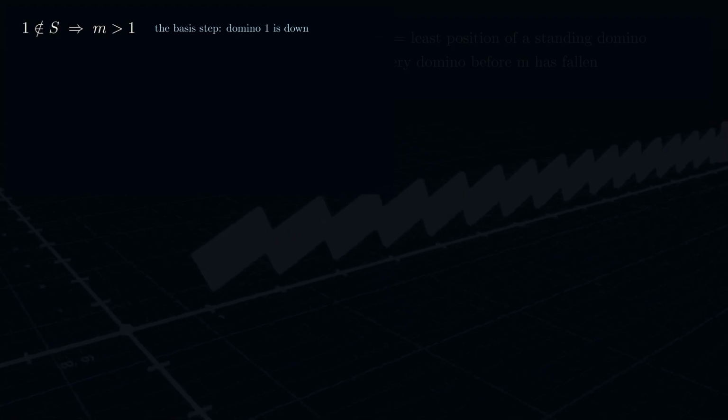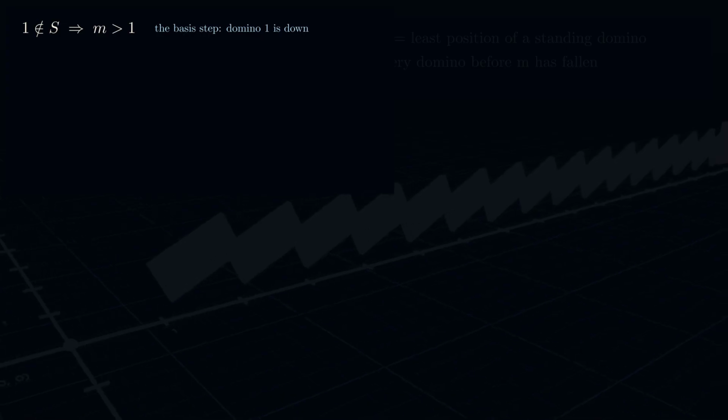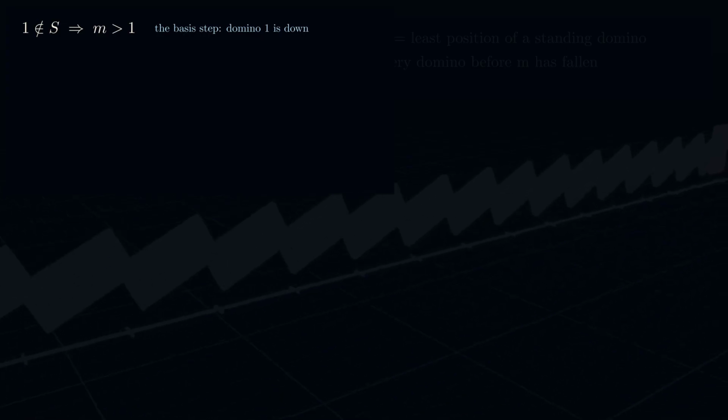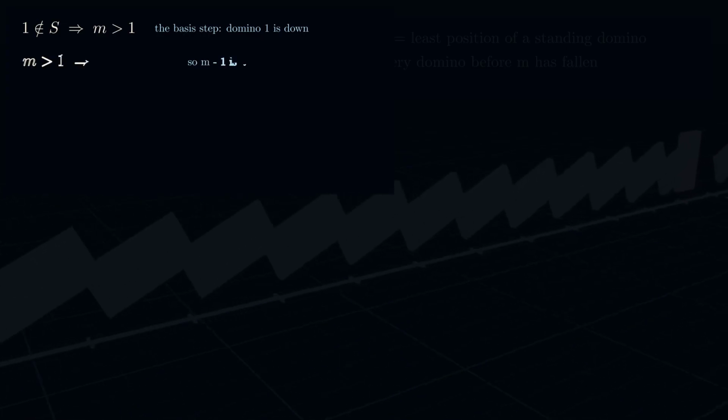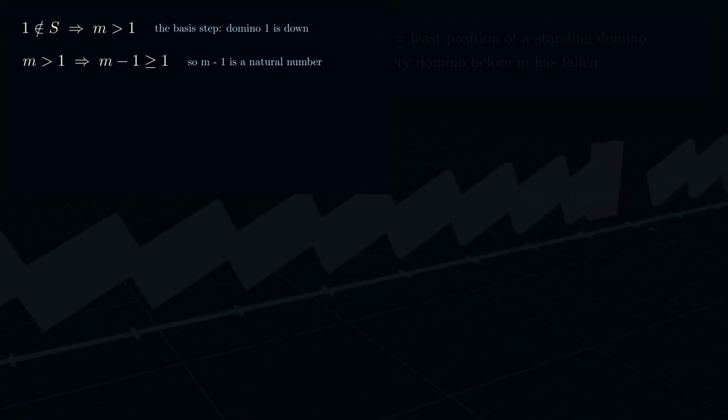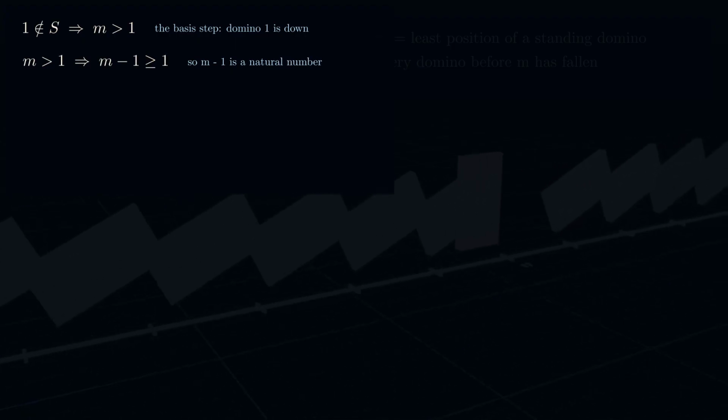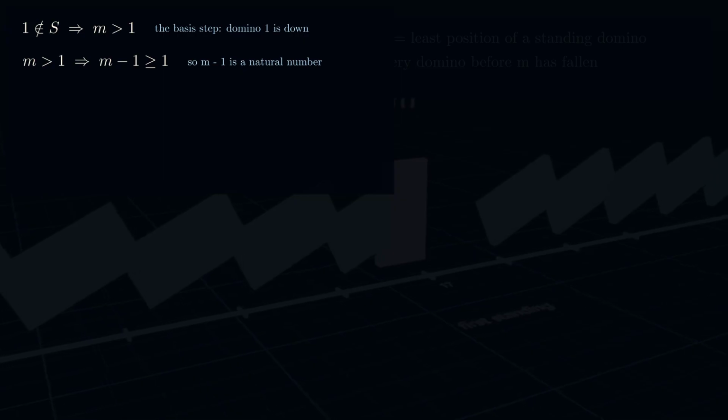Could M be 1? No, we did the basis step. Domino 1 is down. So M is bigger than 1. And if M is bigger than 1, then M minus 1 is at least 1. So it is a natural number, and it sits right before M in the row. Now what do we know about domino M minus 1? It comes before the first standing domino, so it is not standing.